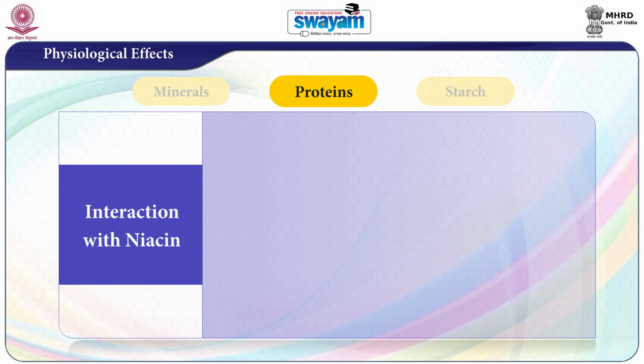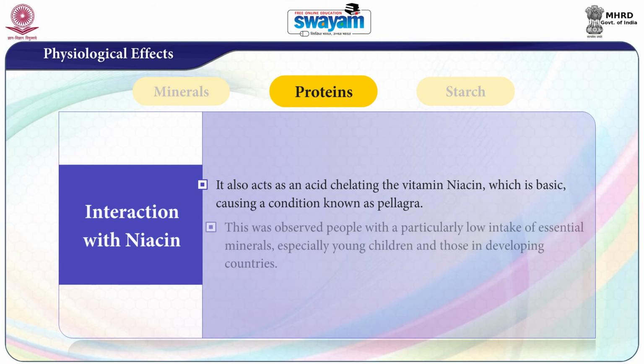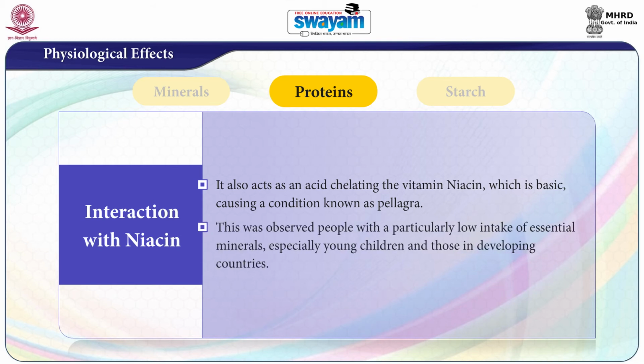Next, interaction with niacin. It also acts as an acid chelating the vitamin niacin, which is basic, causing a condition known as pellagra. This was observed in people with a particularly low intake of essential minerals, especially young children and those in developing countries.